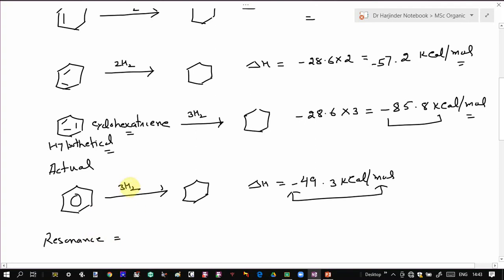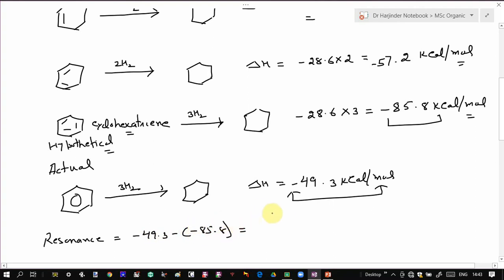energy of the actual molecule. So this is the energy released in the actual molecule. Okay, so it will be minus 49.3, and the energy of the most stable resonance structure. So this is a hypothetical resonance structure of this benzene, and this is its expected energy. So it will be minus 85.8.